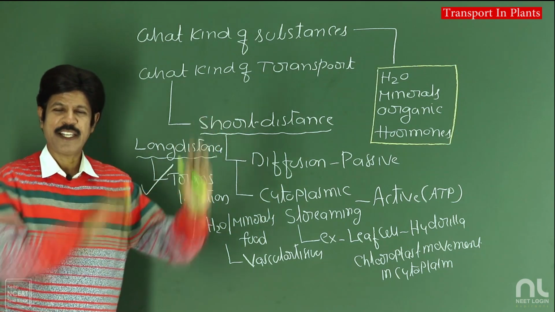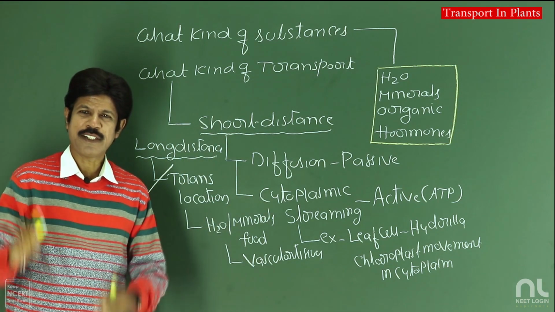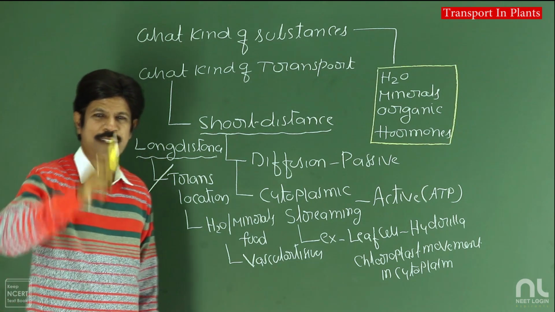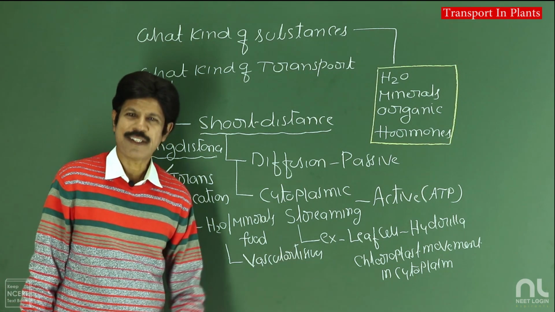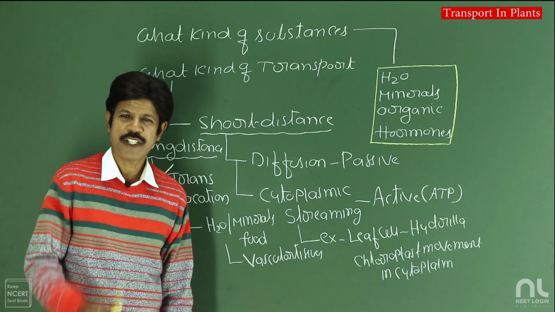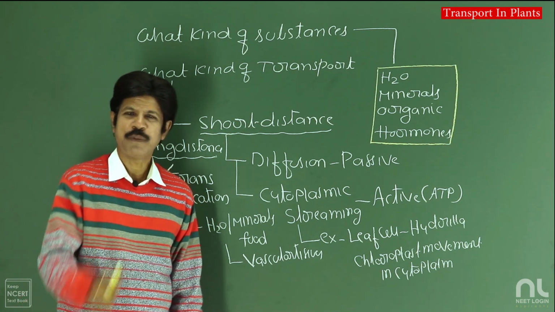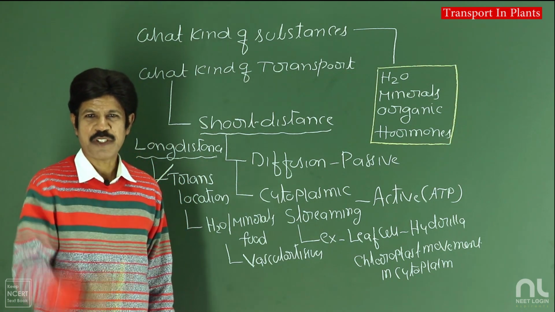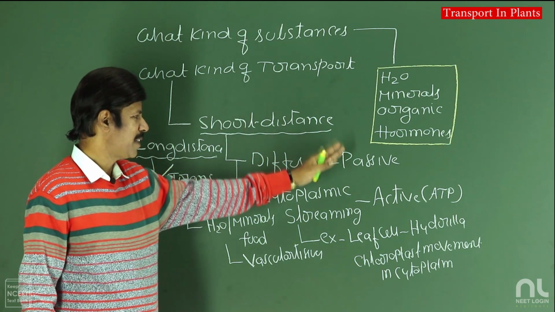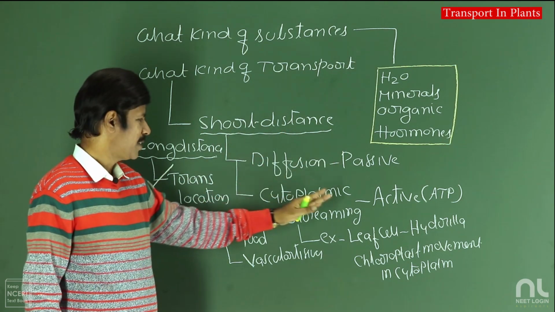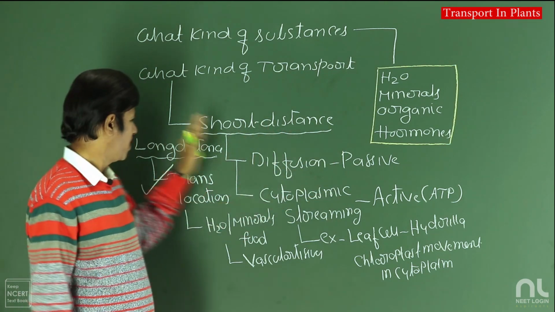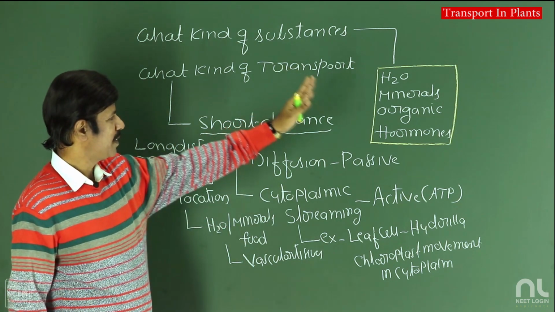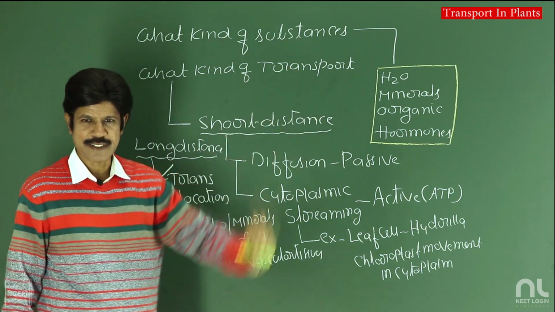Root to the aerial parts, the aerial parts to the root, translocation. So which tissue is concerned with translocation? That is vascular tissue. Water and minerals, xylem. Food materials, that is the phloem. In the second paragraph, short distance is passive, that is diffusion, cytoplasmic streaming, active, and long distance is translocation. Type of substances, these are the substances.